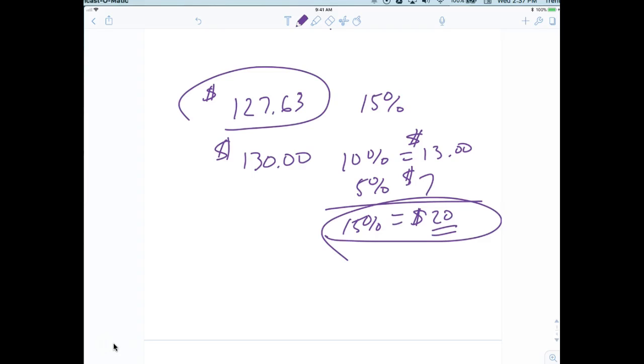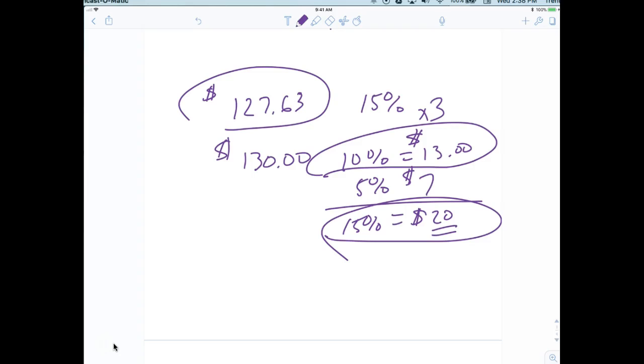Now let's just say she's amazing, and she did a fantastic job, and you're feeling real good, and you're going to leave her a 30% tip because she was so nice. A 30% tip would be about how much money? $39. How did he get that? He took 10% and multiplied it by 3. Everybody hearing me?